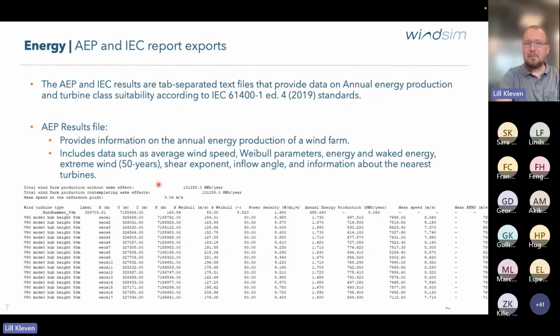We have also introduced the AEP and IEC report exports in the energy. Those are tab separated files that provide data on energy production and turbine class suitability. That's also why we did this change in objects, to be able to do this turbine class suitability that's connected to this. In the AEP file, we provide information on the annual energy production, and it includes data. This picture is a small screenshot of how the file looks. So average wind speeds, wave parameters, energy, waked energy, extreme wind, shear, and other things.